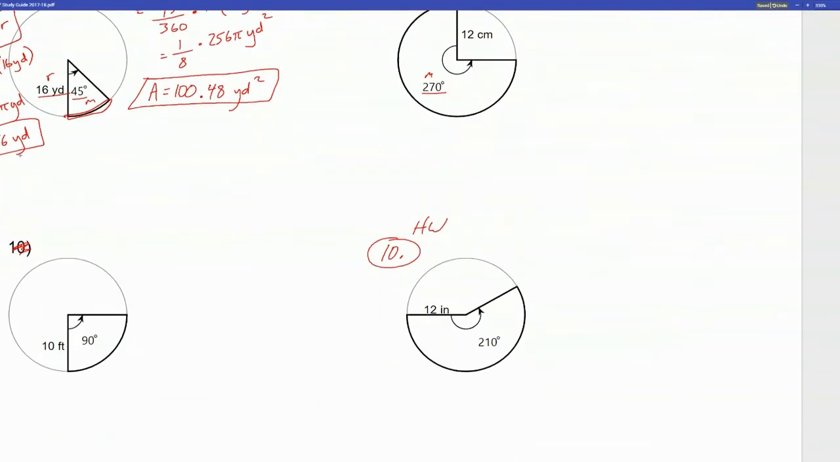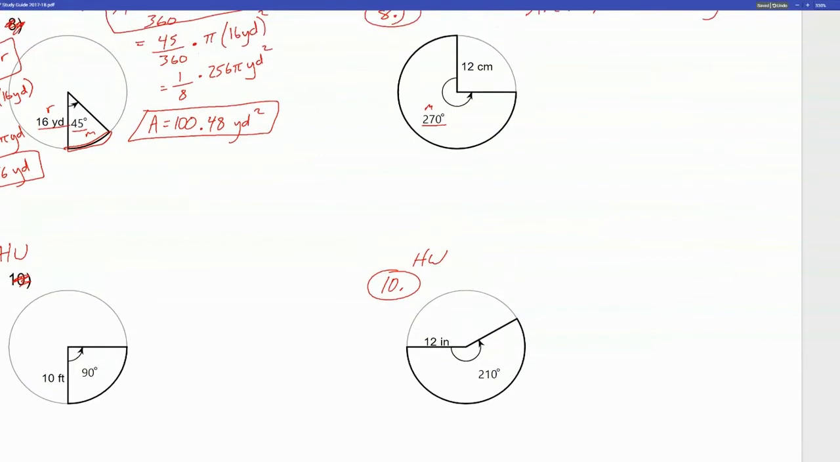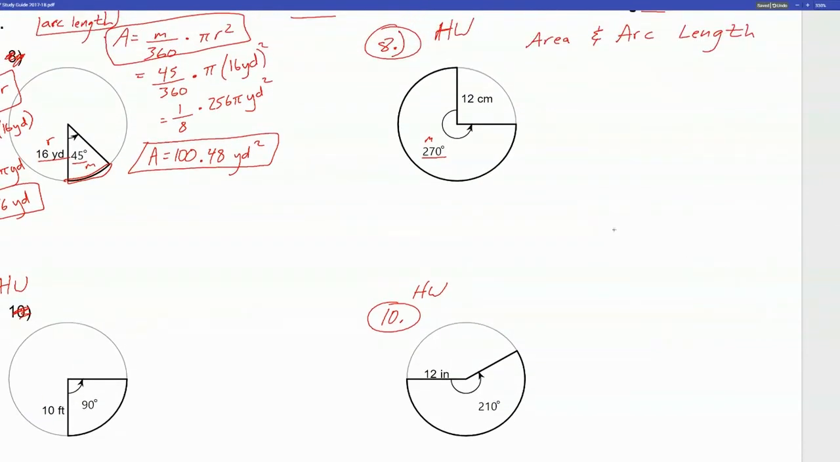So tell you what, I want to really make sure you guys are good on this. So number 9 is also for homework. So do number 8, 9, 10. Use the formulas correctly, learn how to use your calculator correctly, and make sure you do not forget about context.